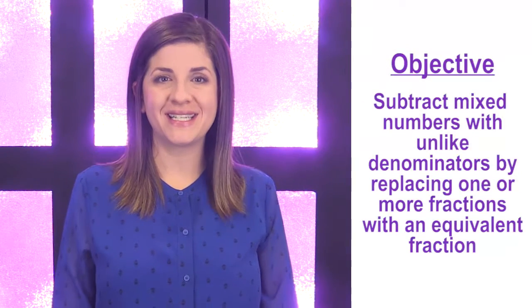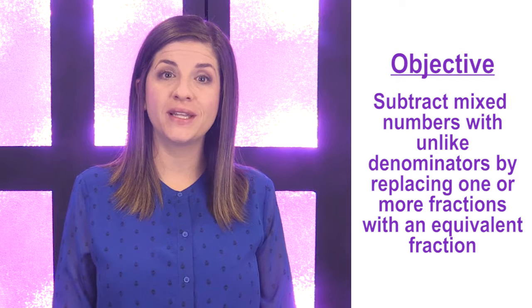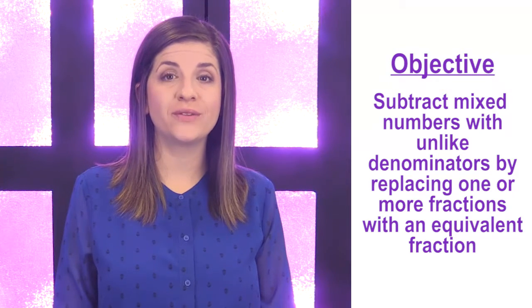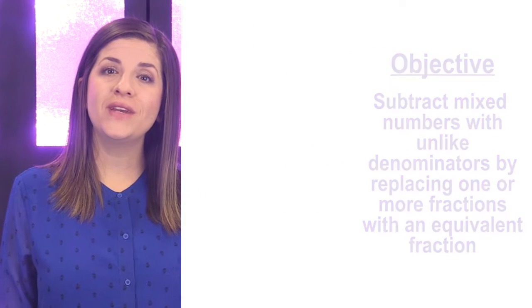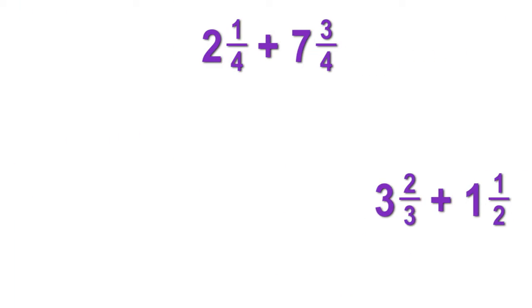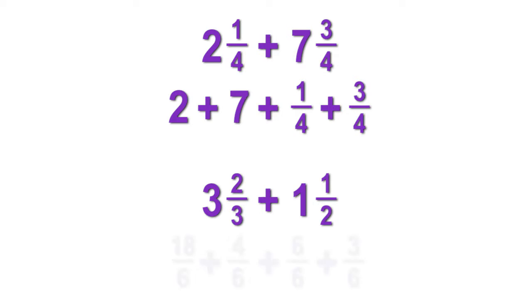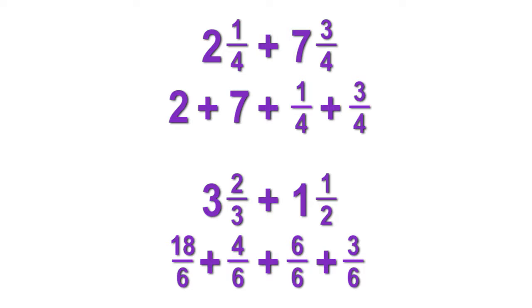The objective of this lesson is to subtract mixed numbers with unlike denominators by replacing one or more fractions with an equivalent fraction. In previous lessons, students have added mixed numbers with like and unlike denominators. Students learned that mixed numbers can be decomposed into wholes and fractional parts. Today, they will extend that knowledge to subtract mixed numbers with unlike denominators. There are many different ways to solve today's problems. Let's begin with our first problem.